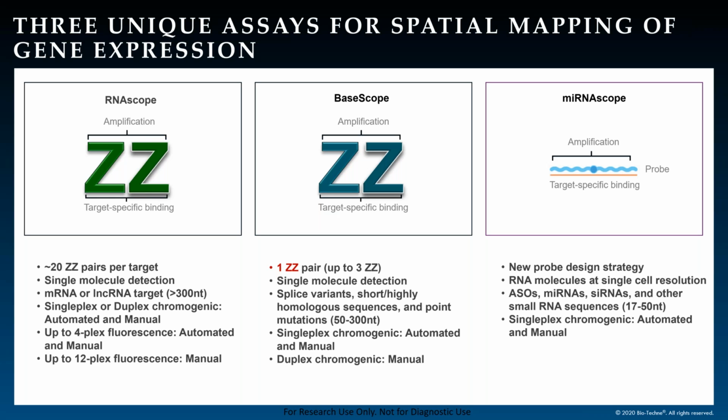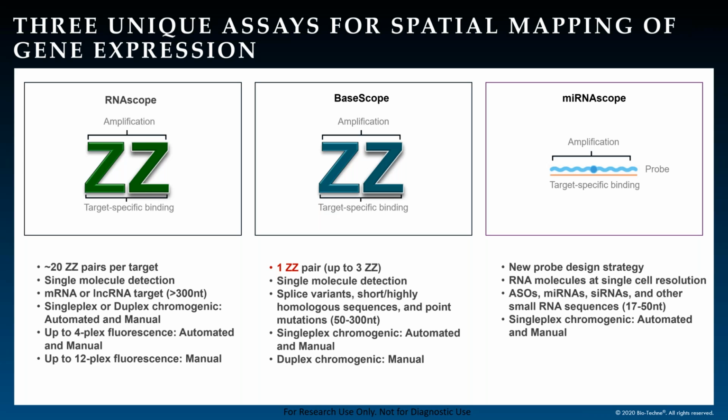The BaseScope assay, listed here in the middle, uses probes that are designed in 1 to 3 ZZ probe pairs to specifically support the short target detection of exon junctions, splice variants, point mutations, and highly homologous or short sequences between 50 and 300 nucleotides in length. BaseScope is available as a singleplex or duplex chromogenic assay.